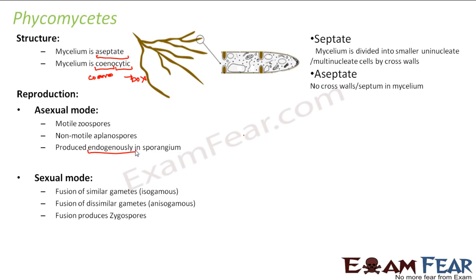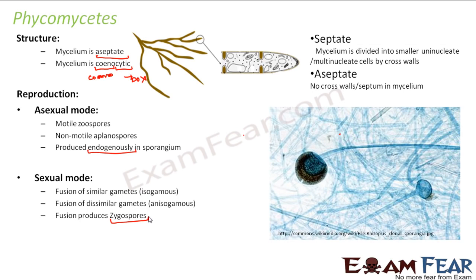Talking about sexual reproduction, fusion of similar gametes can happen, which is known as isogamous. Fusion of dissimilar gametes can also happen, which is known as anisogamous. This fusion results in the formation of zygospores. So what kind of spores are produced here? They are zygospores. Here in this picture, you can see the example of Rhizopus. Rhizopus is a Phycomycetes, and here you can see the sporangia. This blob-like structure is the sporangium, which can give rise to the spores.